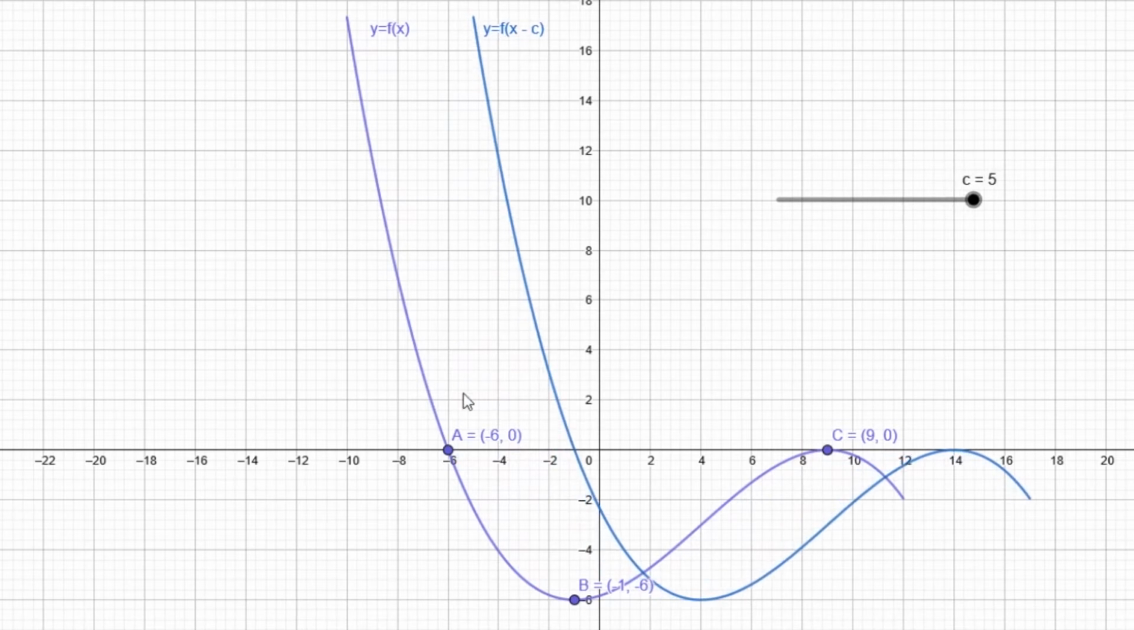And more than that, we can work out the images of A, B and C, images being where they end up after we've done the translation. The point A will move 5 units to the right. It will now be at (-1, 0). We usually call the images A dashed, B dashed, C dashed. The image of B, if that moves 5 units to the right, will now be at (4, -6). And C, if that moves 5 units to the right, will now be at (14, 0).